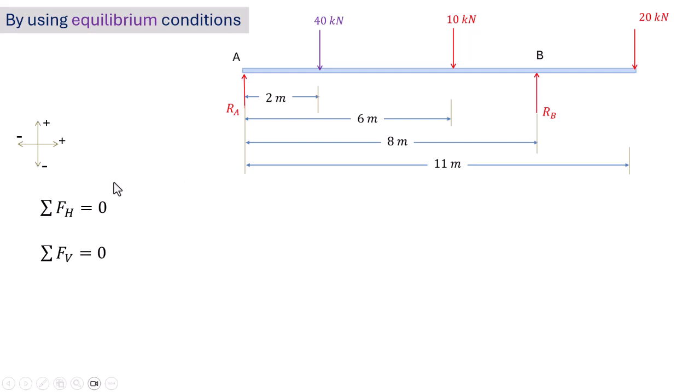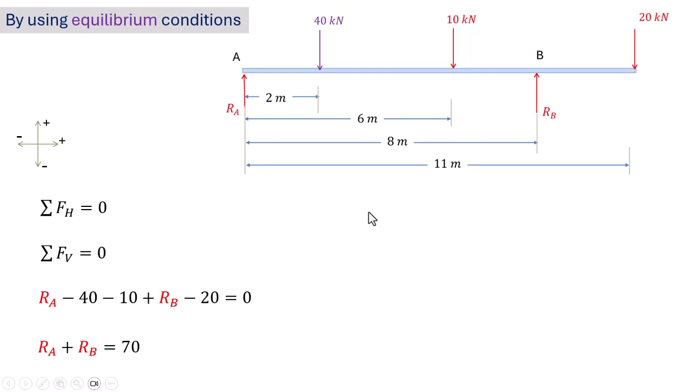Here, there are no horizontal forces acting on the beam, so it is not necessary to use the horizontal equilibrium equation. The sum of all vertical forces acting on the beam equals 0. With proper sign convention, the upward forces are taken as positive and downward forces as negative. We write this equation. After solving, we get this relation which contains two unknowns. We return to this equation afterwards.